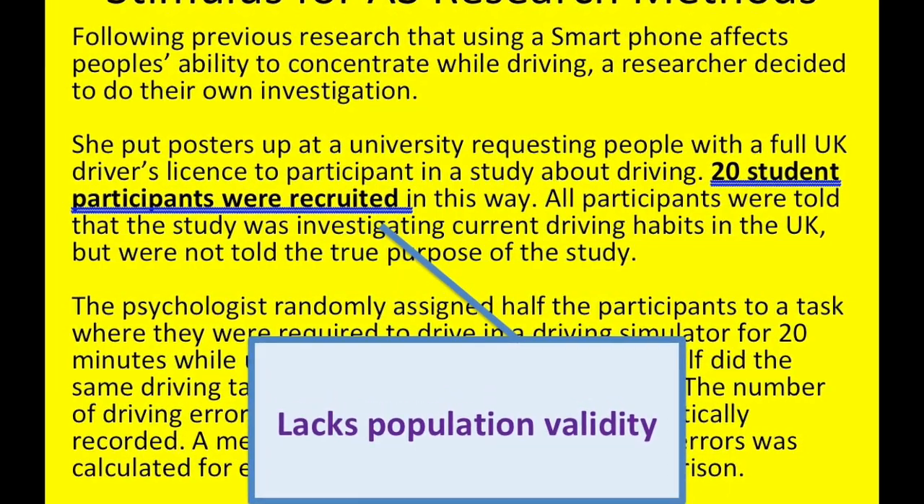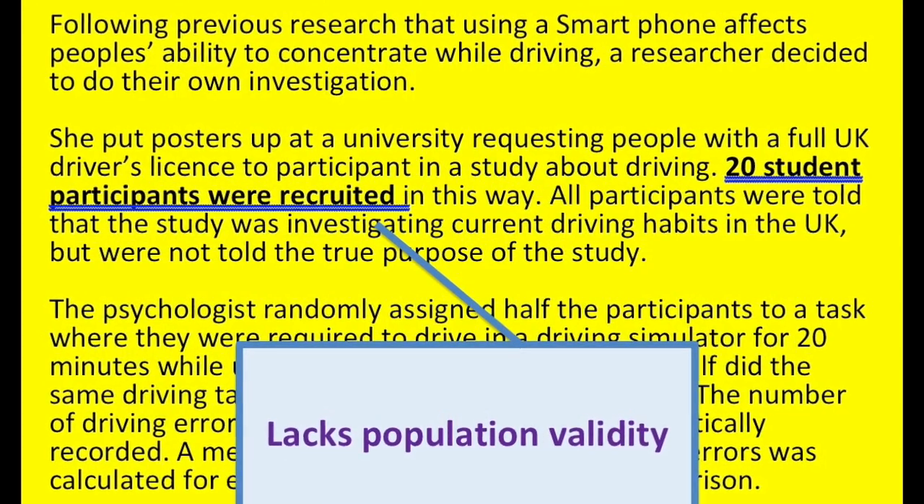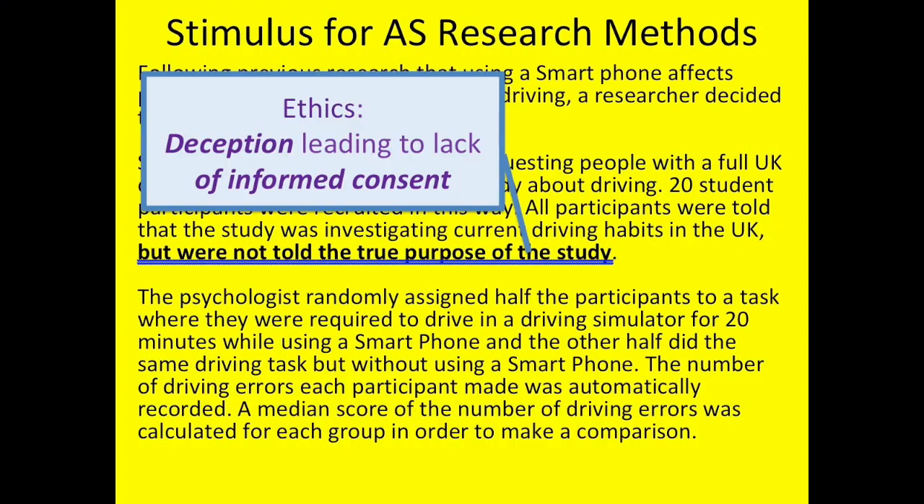The next thing you should underline is that it says 20 student participants were recruited, because this gives you a clue that it lacks population validity. It's a small sample, only 20 students, and students are different to the rest of the population. They aren't representative of everybody.